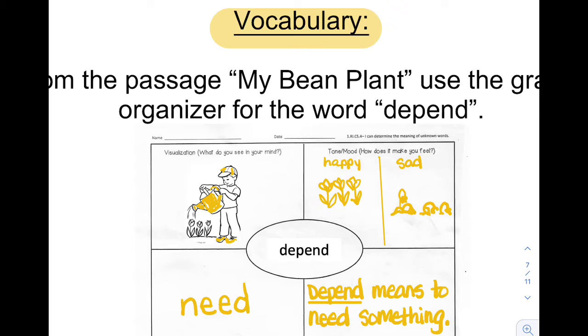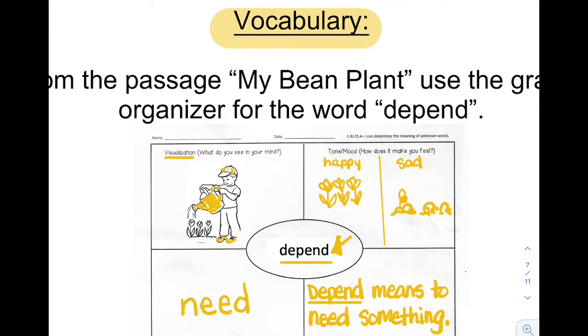Next, we have vocabulary. As you can see, right here is our new vocabulary word, depend, that we talked about earlier with context clues. The first thing we're going to do with depend is we're going to use visualization. And that is just a fancy word for what you see in your mind when you think of the word depend.